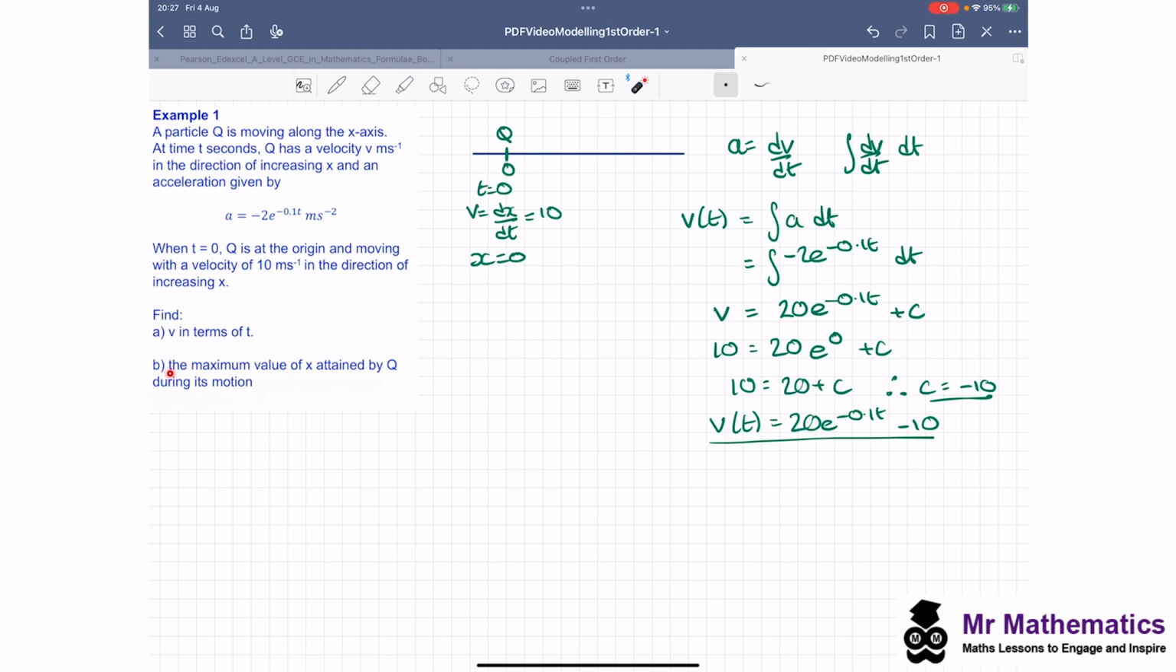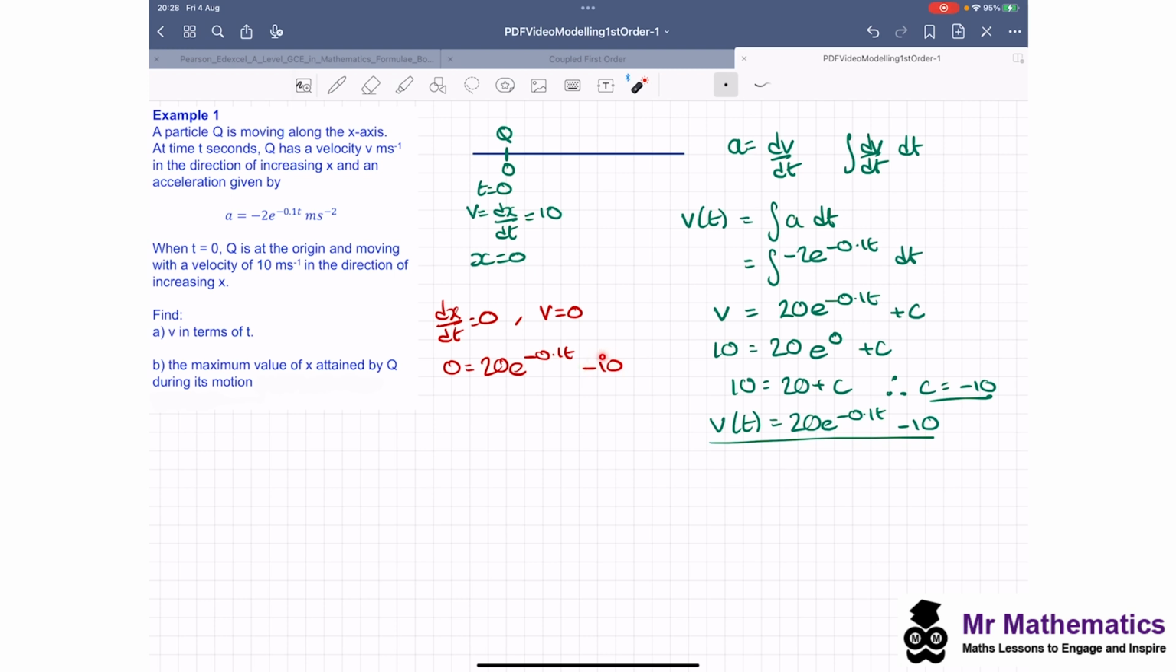So now for part B, find the maximum value of x, and x is the displacement, attained by Q during its motion. So the maximum value of x, well, this is when dx by dt equals 0. And dx by dt is the velocity. So we can work out the time when the velocity equals 0. So we'll substitute 0 into here to work out t. So 0 is equal to 20e to the negative 0.1t minus 10.